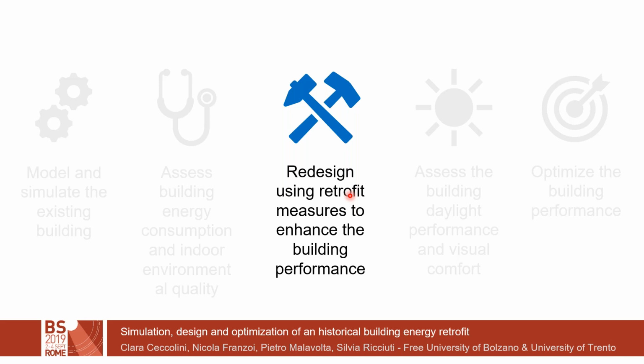include common energy efficiency measures, such as the windows refurbishment or the envelope insulation. However, these kind of interventions usually clash with the safeguarding of the artistic heritage. Therefore, they should be preferably considered within an optimization process that has as objective also the minimization of the architectural impact. But how can we compute the architectural impact? I'll let Clara tell you how we evaluated the architectural impact.